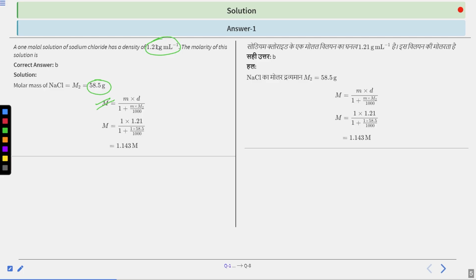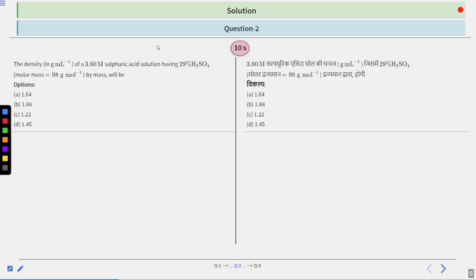Clear? Now moving on further, question number 2. The density in gram per ml of 3.60 molar sulfuric acid having 29% H2SO4 by mass will be, your options are A 1.64, B 1.88, C 1.22 and D 1.45.